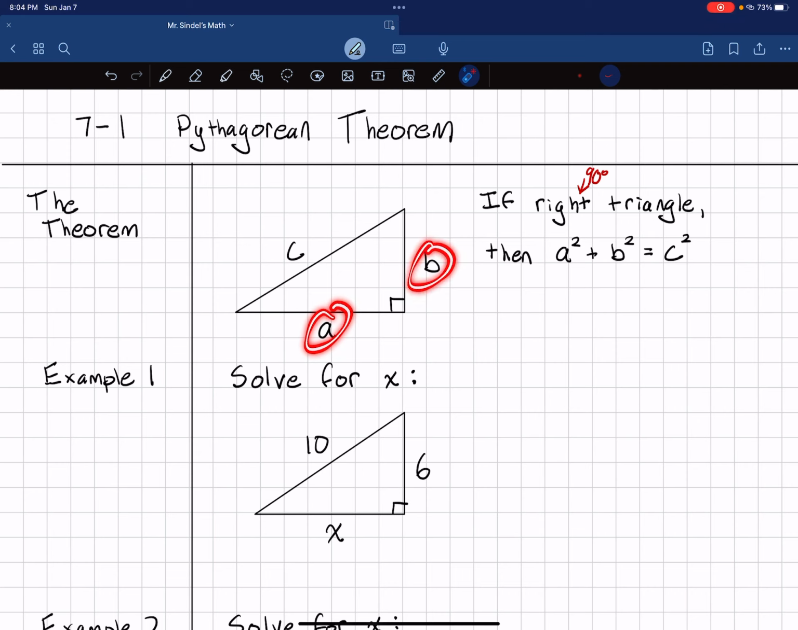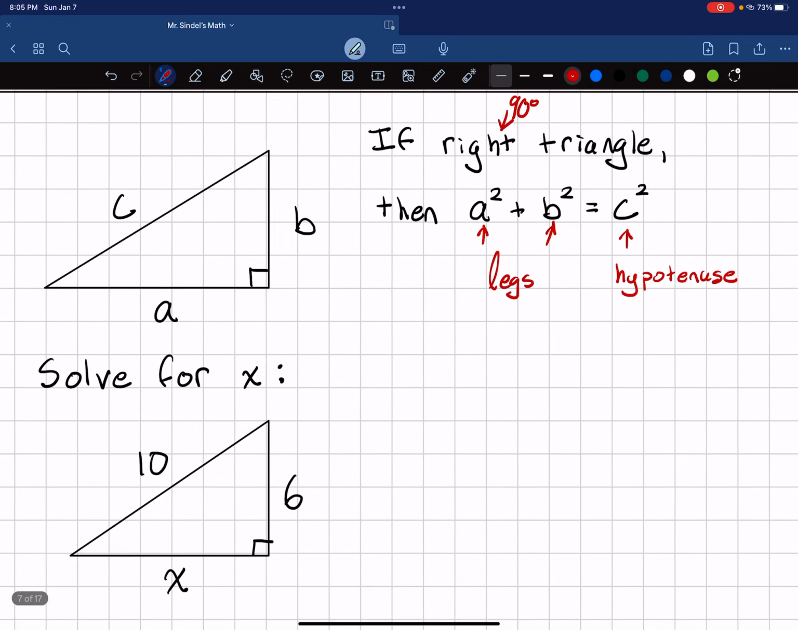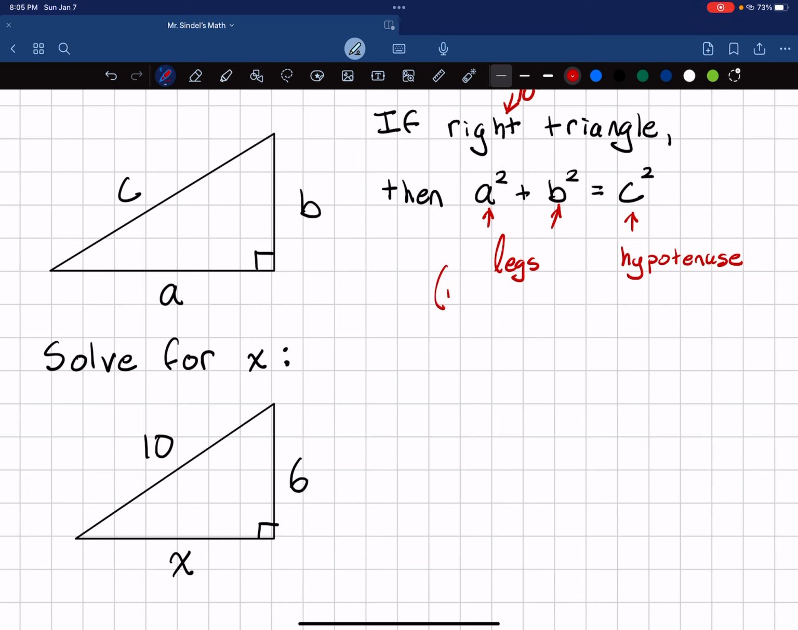The side length squared and side length squared, if you add those together, will be equal to the hypotenuse length squared. And these two sides, A and B, can be interchanged. B can switch with A. It doesn't matter the order that these go in. I will make a note here that A and B are what's known as the legs, and C is known as the hypotenuse. I will also note that these are interchangeable.